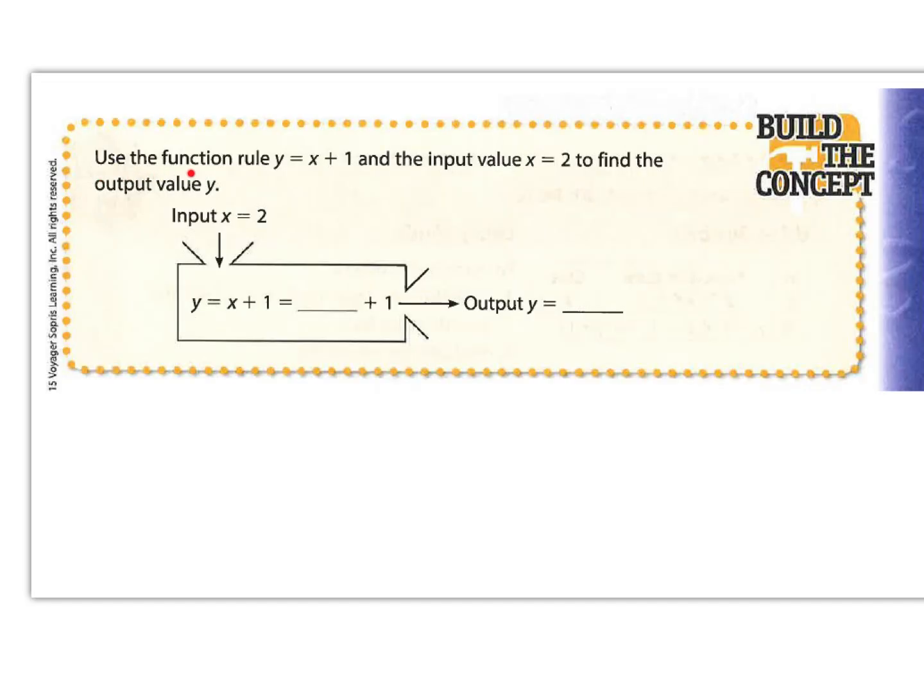This says use the function rule y equals x plus 1 and the input value x equals 2 to find the output value. So for our input, we have to put in 2 for x. X equals 2. So you're going to substitute 2 for x right here. So if we rewrote this, 2 plus 1. 2 plus 1 equals 3, so the output y equals 3.